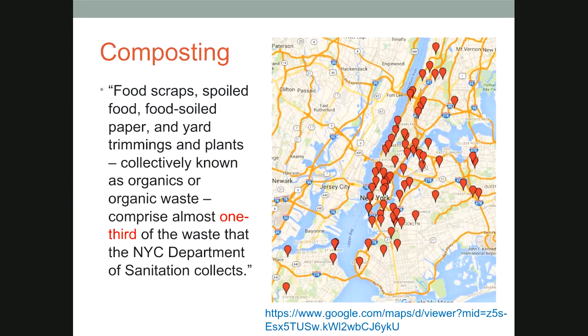Food scraps, spoiled food, paper, yard trimmings, plant waste, all the organic waste that can be composted, make up one third of the waste that is picked up by the New York City Department of Sanitation. So if we can put this waste into compost and use it to create soil that can be used to fertilize our farm fields instead, that would be one way to vastly reduce the amount of waste that ends up in a landfill.